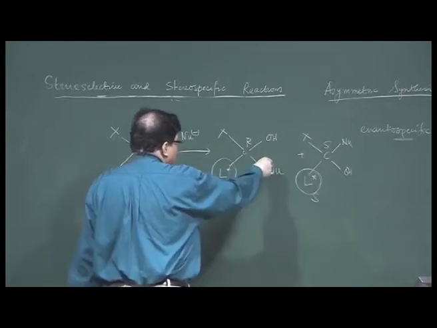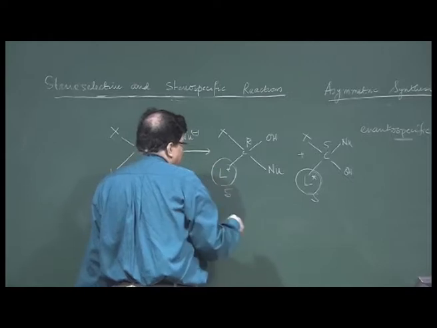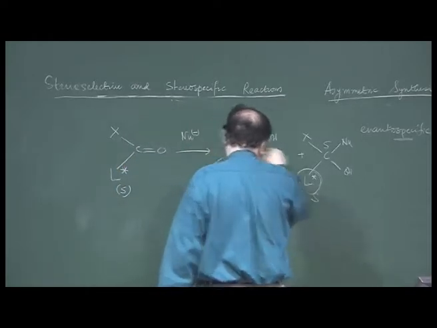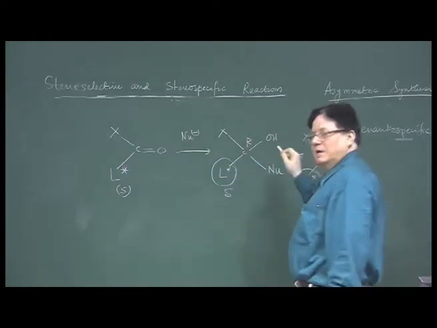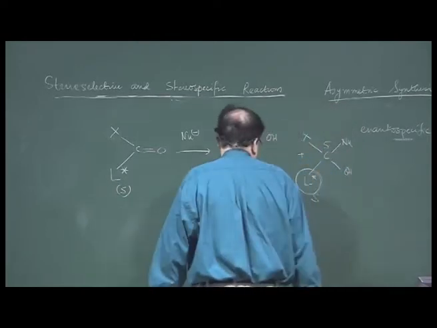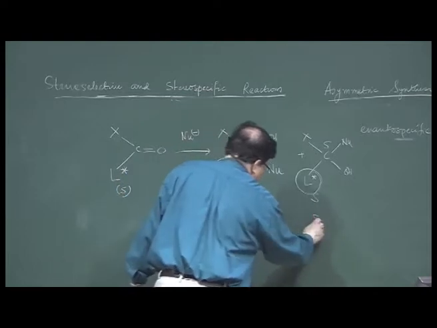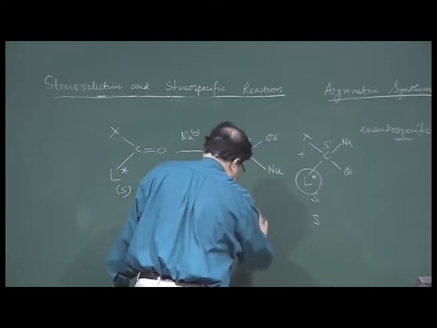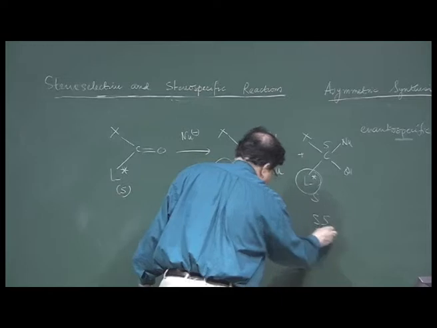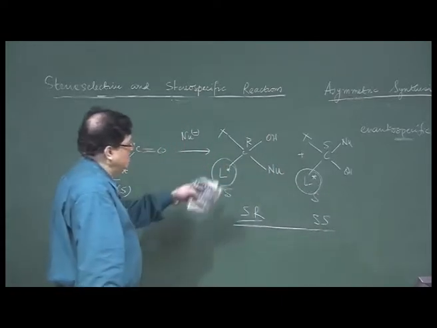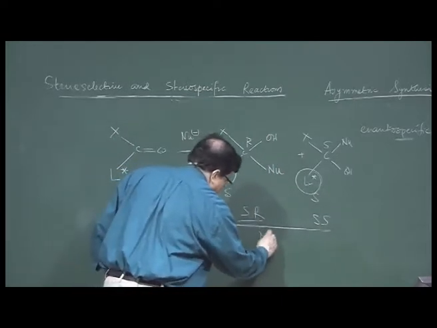I am not giving any priority order. Suppose the priorities are such that this carbon becomes R, then this carbon will become S. So, what are the two products? The two products are SS and SR. What is the relationship between these two products? The relationship between these two products is diastereomers.